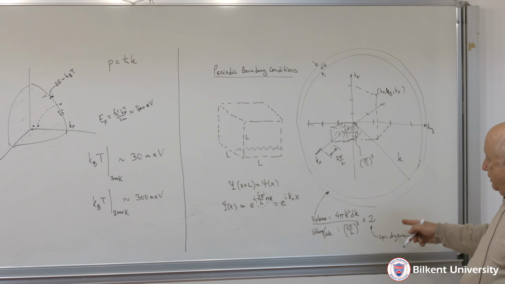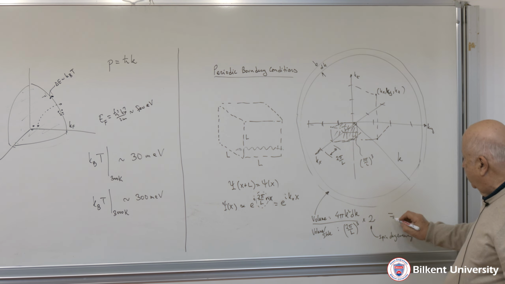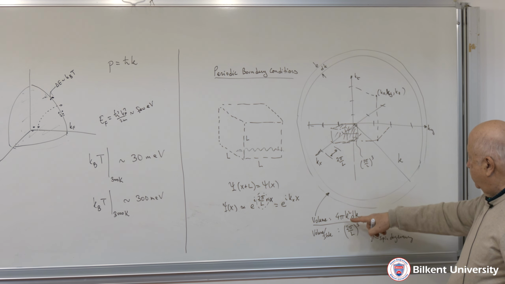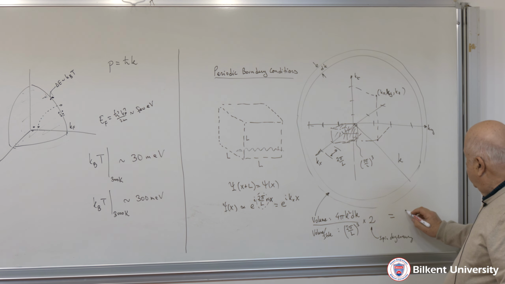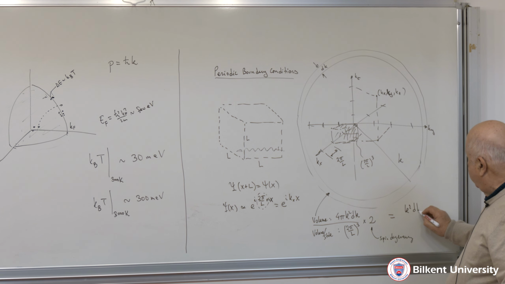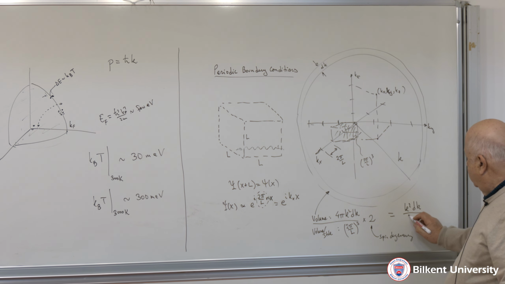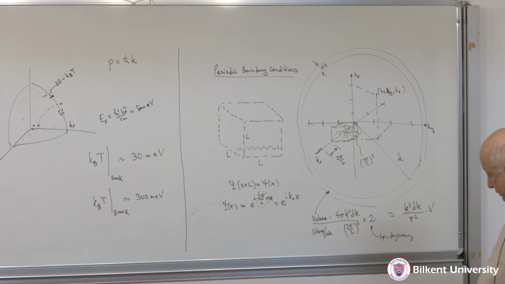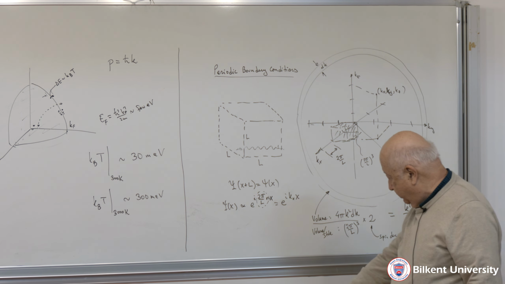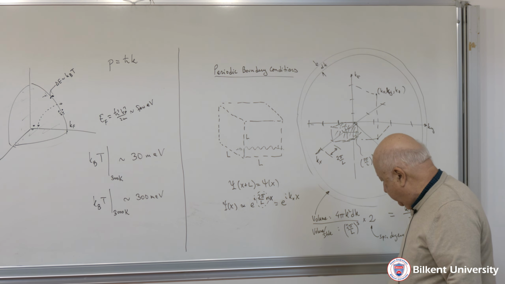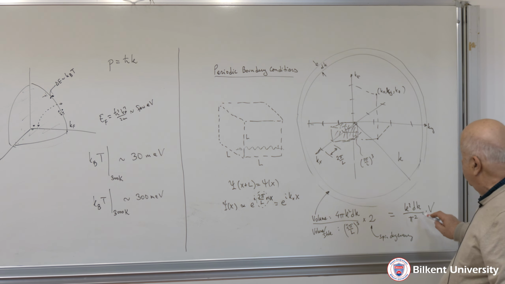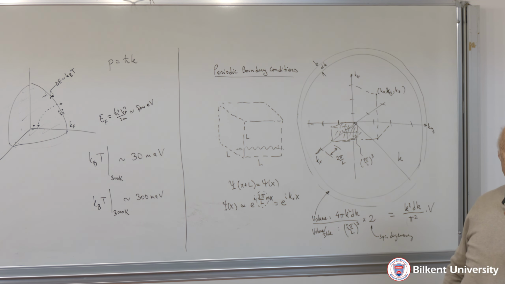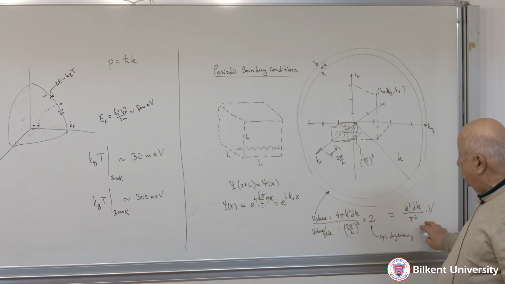But you see, when I calculate this, I get exactly the same thing. I get, okay, again, the 8's cancel. I get k squared dk over pi squared times volume. Okay, so wherever that is, right over here. So you see, I get the same factor as before.